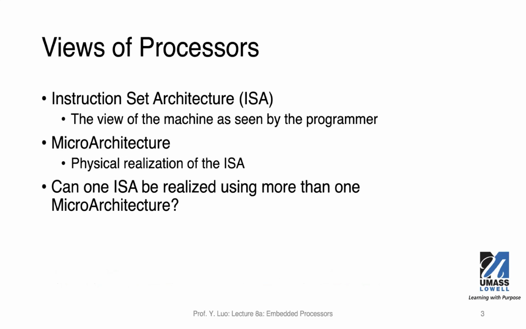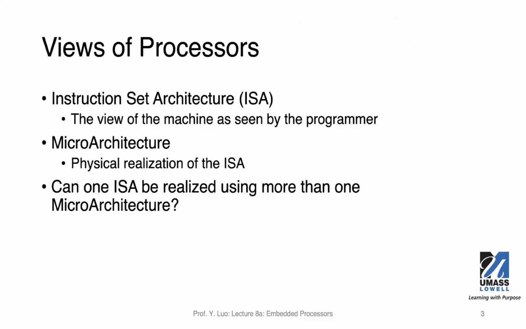So first, how do we view different processors? Of course, you can say this processor is from vendor A, that processor is from vendor B. But overall, these processors from different vendors may share common characteristics. And one of the major characteristics is the instruction set architecture. Instruction set architecture, or ISA in short, is an abstraction of the processor, or abstraction of the machine as seen by the programmer.